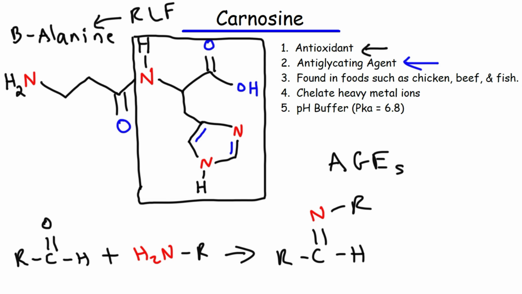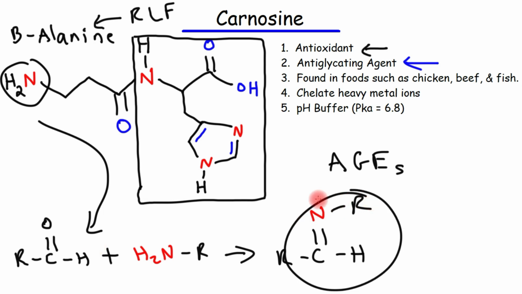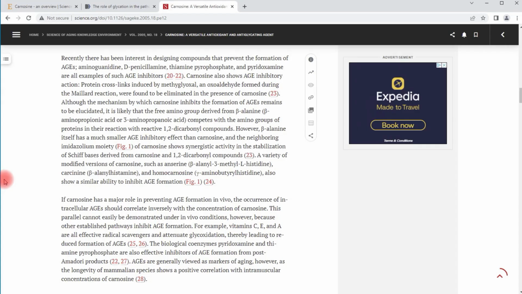But some researchers believe that the primary amino group found in the beta-alanine portion of carnosine interacts with the carbonyl group of reducing sugars to form Schiff bases. However, because of the histidine part that's attached to carnosine, particularly the imidazole ring, it is believed that these Schiff bases are stabilized, thus reducing their capacity to further degrade into these advanced glycation end products.